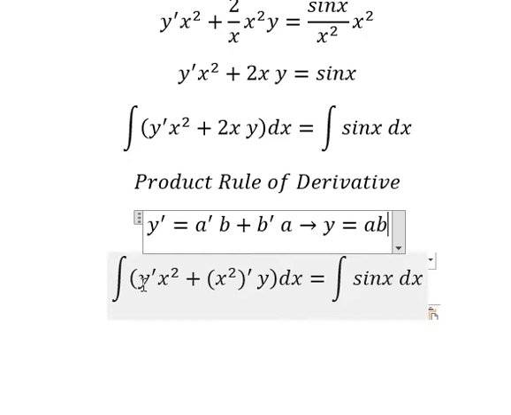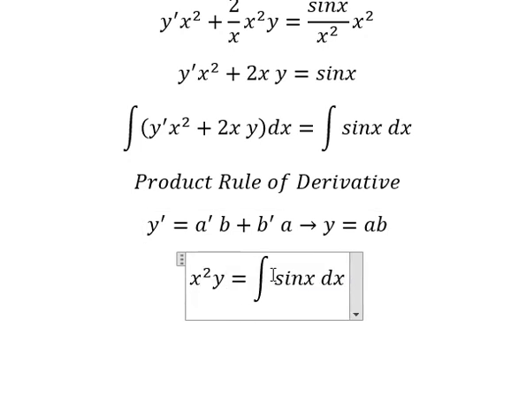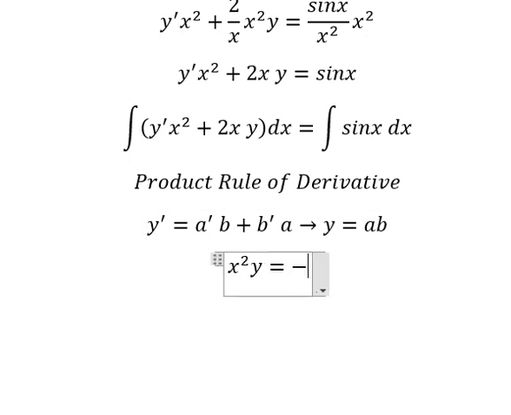So the integration of that one we have x squared y equals negative cosine x, and I will put plus c. This is the end.